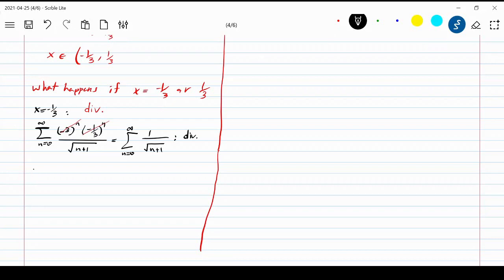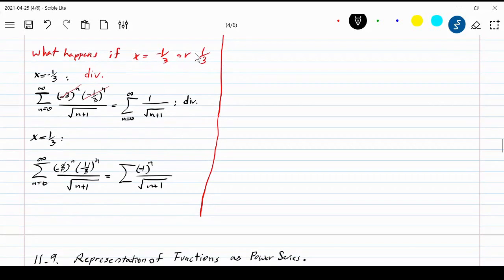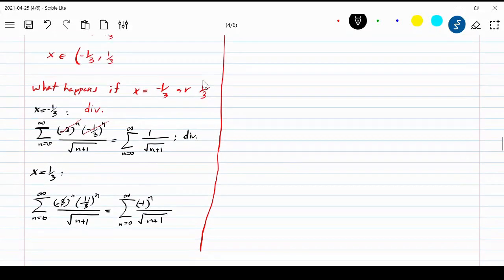What if we chose x to be 1/3? What happens in that case? If x equals 1/3, then the series simplifies to summation n from 0 to infinity of negative 3 to the n, 1/3 to the n, divided by square root of n plus 1. And this simplifies to summation: the 1/3 and 3 will cancel out, so you end up with -1 to the n divided by square root of n plus 1. Here we should still remember a bit more about what we know about alternating series.